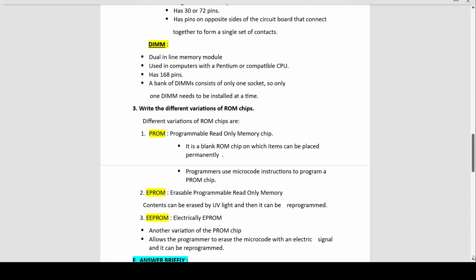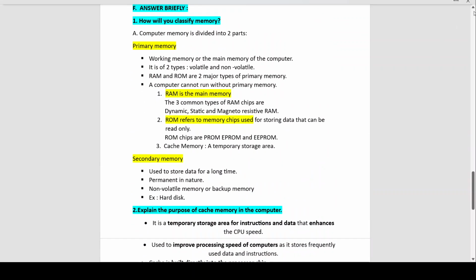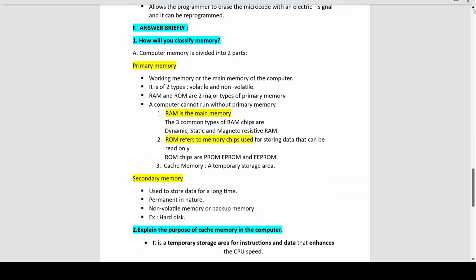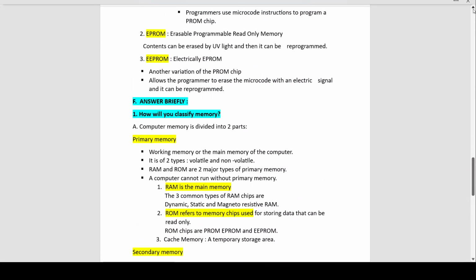EPROM is erasable programmable read-only memory. And your EEPROM is your electrically EPROM. It is another variation of the PROM chip. EPROM contents can be erased by UV light or ultraviolet light, and then it can be reprogrammed. But EEPROM allows the programmer to erase the microcode with an electrical signal, and it can be reprogrammed. So understand the difference between EPROM and EEPROM. EPROM contents cannot be erased by an electric signal. EEPROM allows the programmer to erase the microcode with an electric signal, and EEPROM can be reprogrammed.